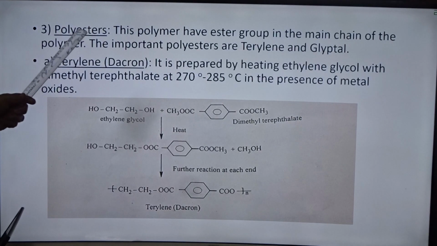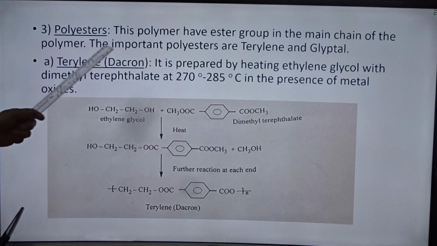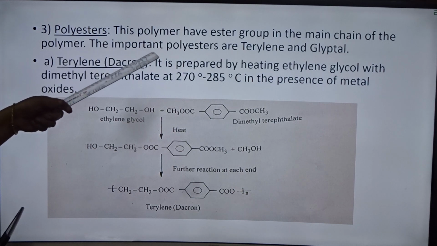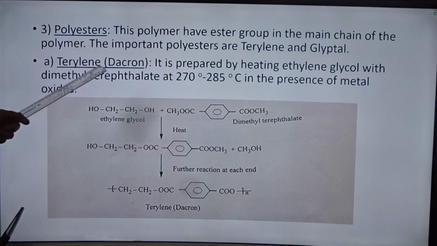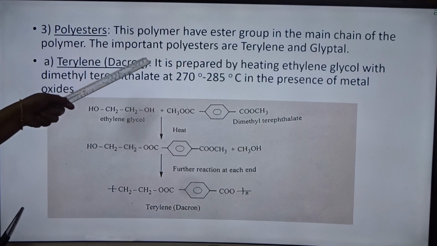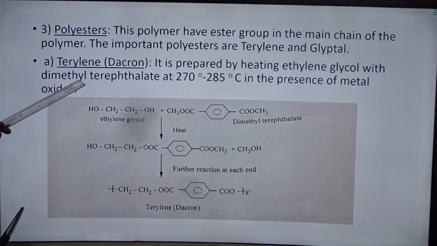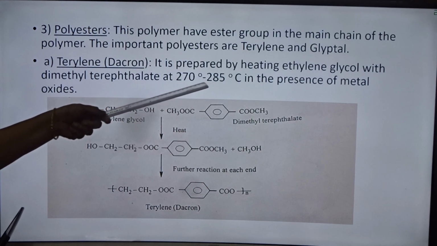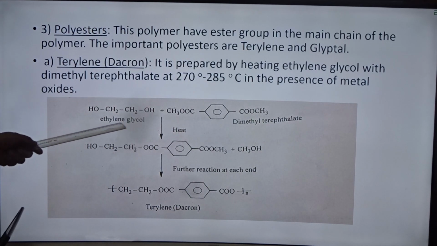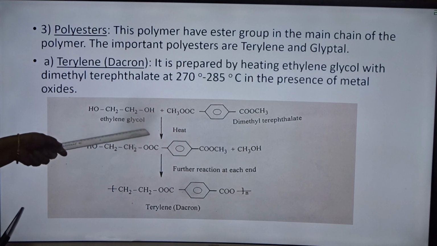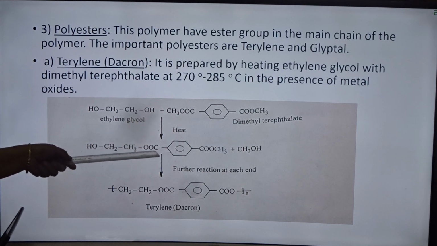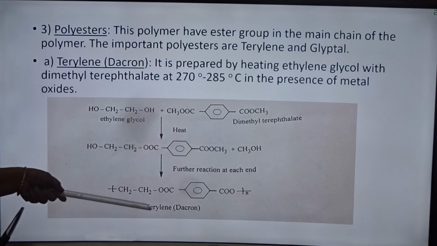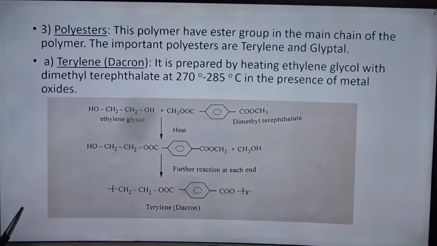Next, polyester. This polymer has an ester group in the main chain of the polymer. The important polyesters are Terylene and Glyptal. Terylene is also known as Dacron. It is prepared by heating ethylene glycol with dimethyl terephthalate at 270 to 285 degrees centigrade in the presence of a metal oxide. Ethylene glycol and dimethyl terephthalate on heating give an intermediate product, and on further reaction you are getting the polymer Terylene or Dacron.